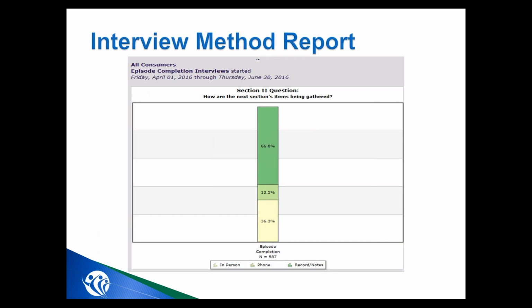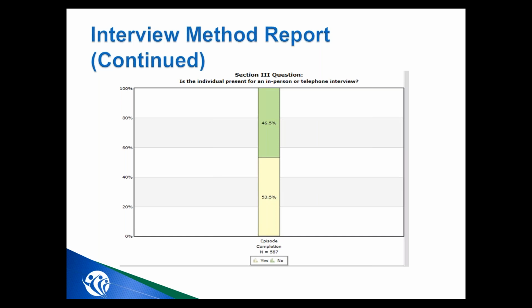So looking at the interview method report, this report only captures data pertaining to questions regarding how the data was gathered. It shows a breakdown of how the interviews were collected, whether it was via in-person, phone, or record notes. In this report, you are able to select multiple consumer groups, as well as which interview type you would like to include in this report. So here you can see all three being captured. In this one, you can see that this section has more of a breakdown on whether or not the information was gathered via in-person or through the telephone. So it provides both graphs so that you can utilize that in your reporting.